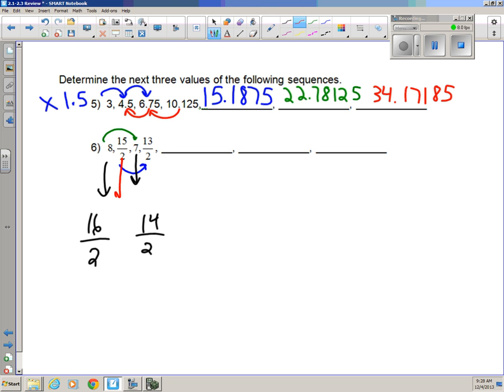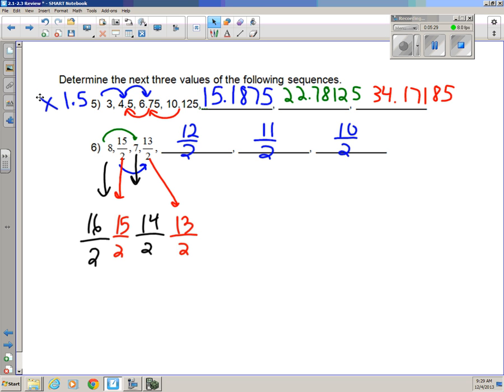Remember, this middle value, 15 halves, is still what it's supposed to be. This one is 13 halves. You should totally see a pattern. You're subtracting by 1 in the numerator each time, or really going down by a half. So if I do 16 halves, 15 halves, 14 halves, 13 halves, this would become 12 halves. This would become 11 halves. This would become 10 halves.